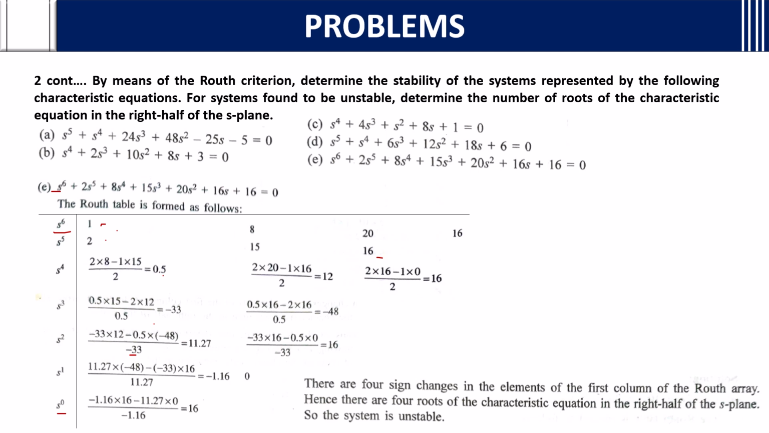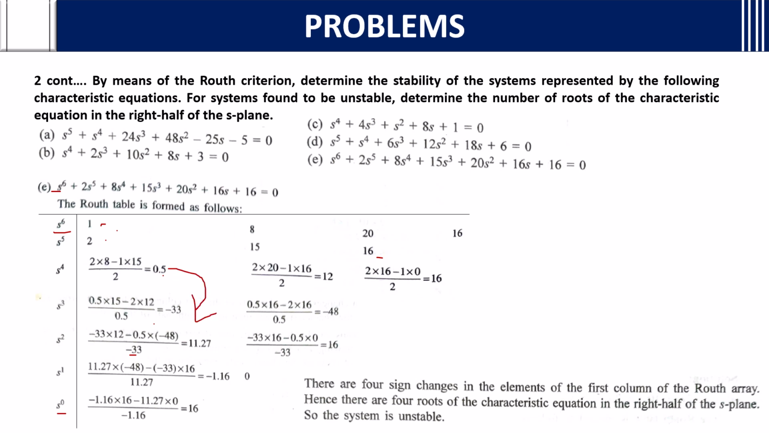If you see, there are some negative values present. So what does it mean? The system is unstable. The first column should all be positive for the system to be stable. As there is a sign change, it is unstable. So how many sign changes are there?